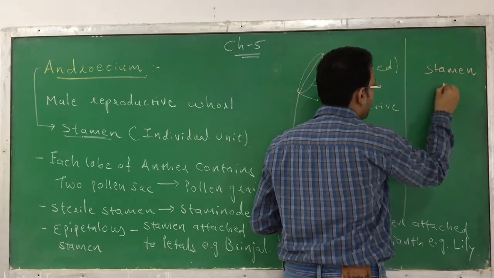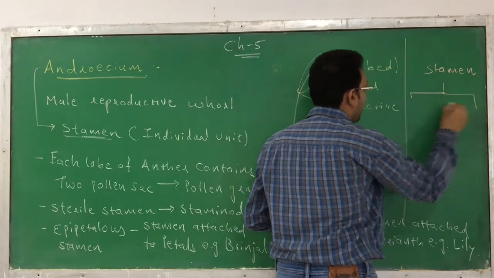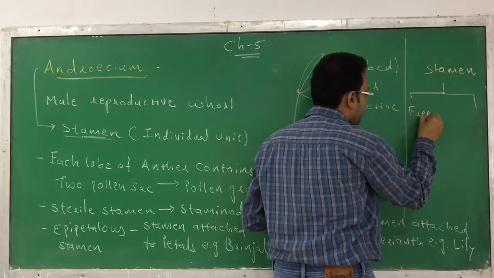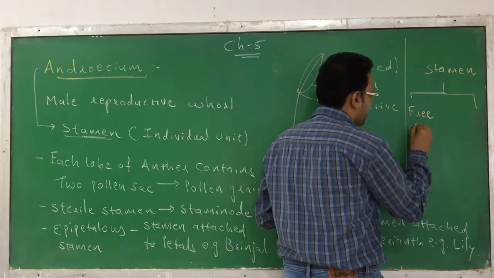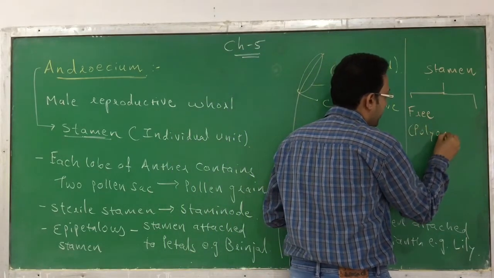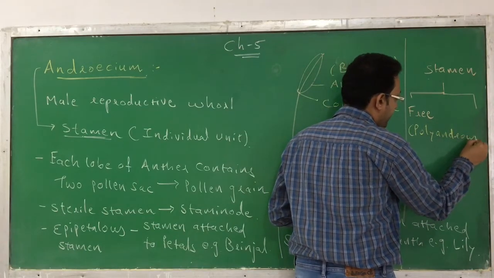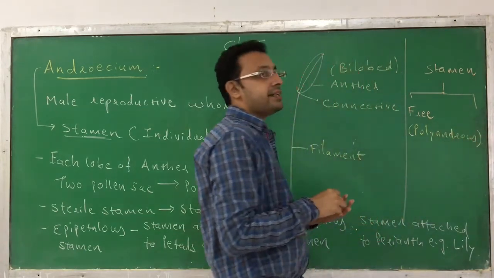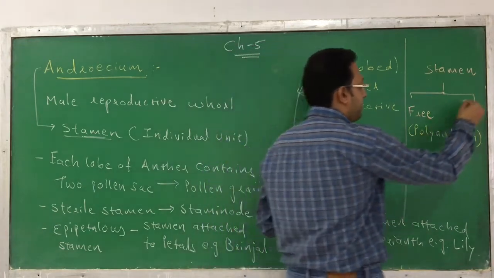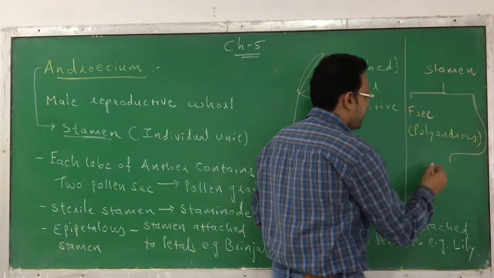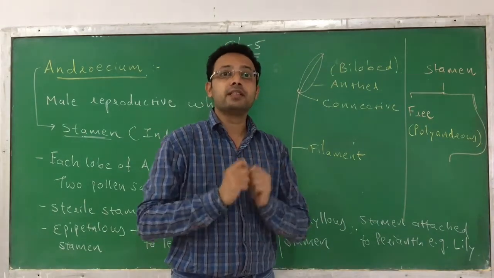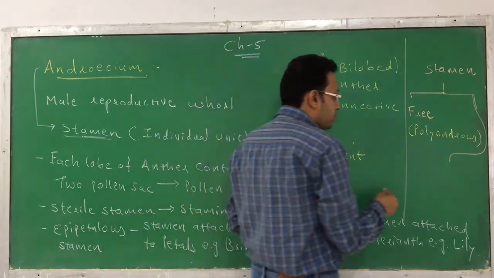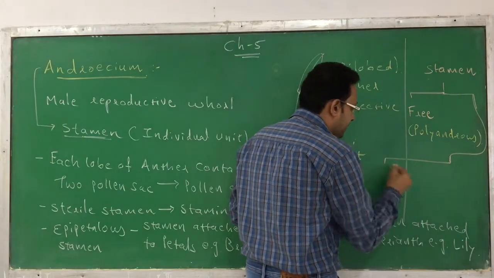Means the stamens, whatever the number of stamens present, either they are free or they are fused. If they are free, then such a kind of stamen is called a polyandrous stamen. What kind of stamen is it called? Polyandrous stamen. And the second type of stamen is where the stamens are fused and form a bunch.